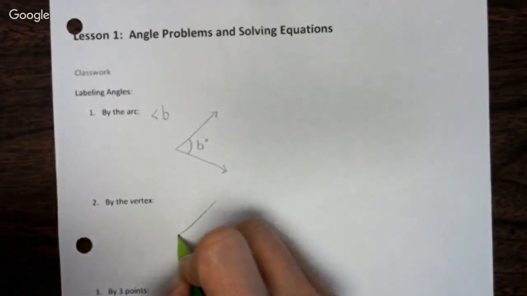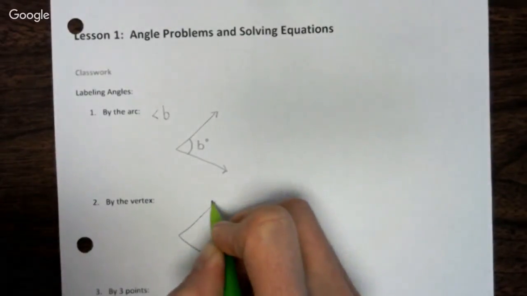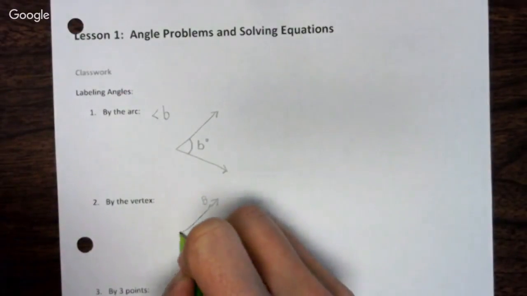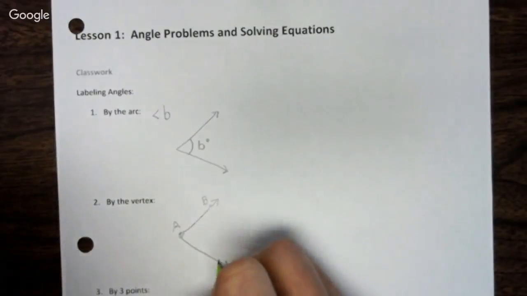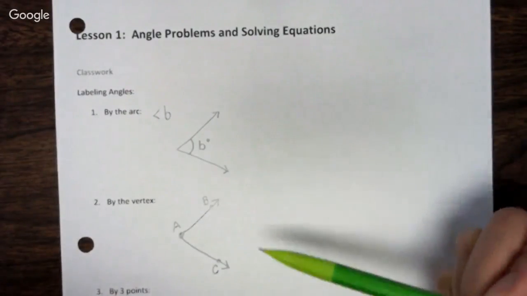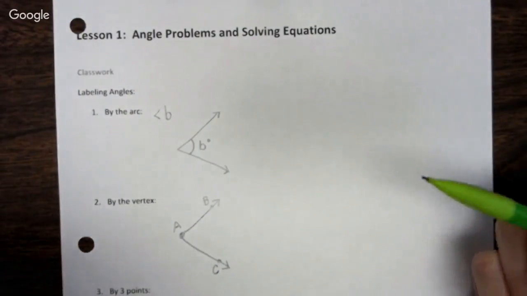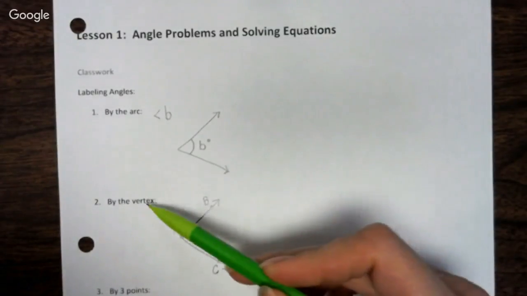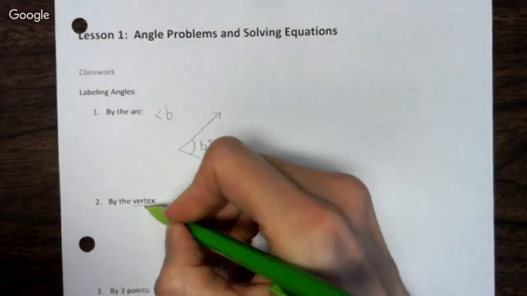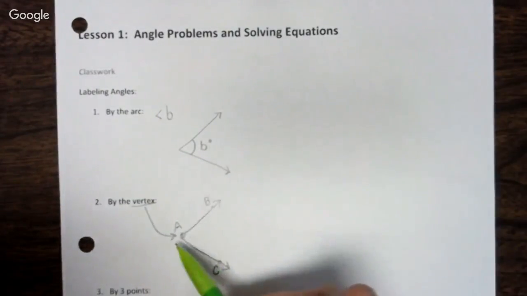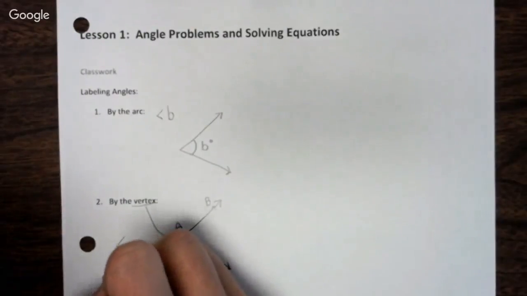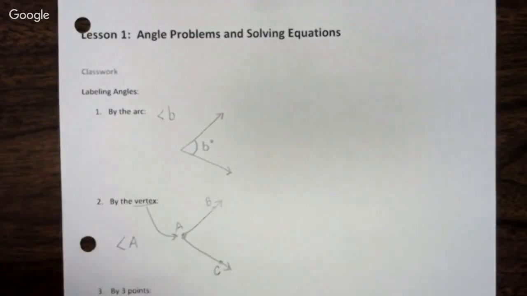Now, I'm going to draw another angle. I'm going to label this a little bit differently. Sometimes you'll see it like this, and it will be labeled with 3 different letters. And notice that the letter at this point right here, we call this the vertex. So the vertex is that point where the 2 rays come together. If we want to call it by the vertex, we would say angle A, whatever letter is at that point.